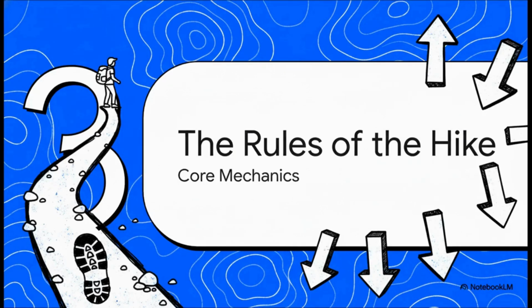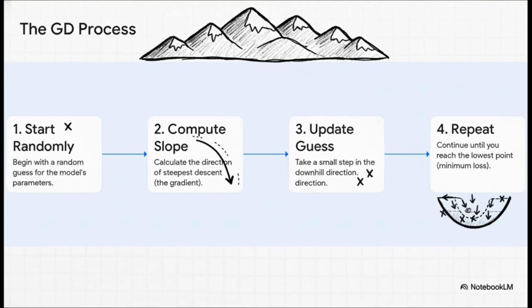So our hiker has a basic strategy. Now let's lay out the specific rules of the hike. These are the core mechanics of the algorithm itself. So here's the 4-step dance. 1. You start somewhere completely random. Just drop our hiker anywhere on the mountainside. 2. From that spot, you calculate the steepest way down. 3. You take one small step in that direction. And 4. Repeat. You just do it again and again and again. Each step gets you a little bit lower, a little bit closer to the goal.